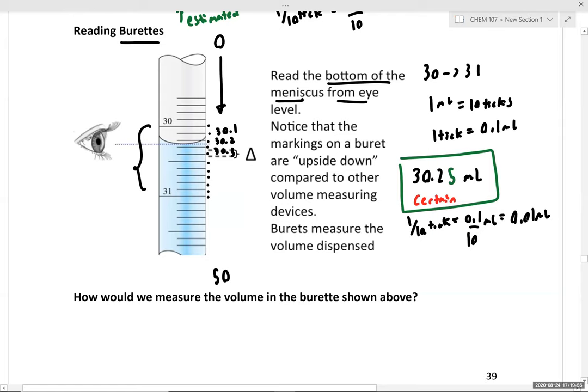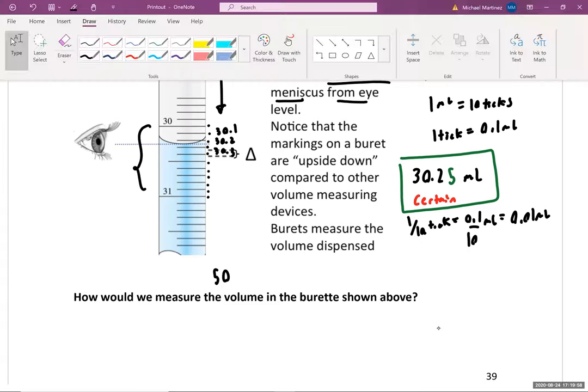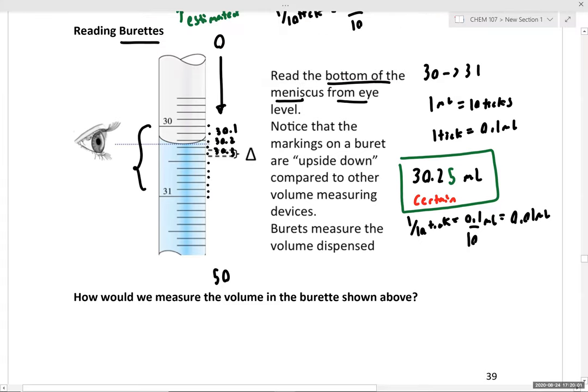Does that make sense to everyone? Any questions on this example? I have a question: when we read from a burette, we read how much is dispensed, not how much is already in there, right? Yeah. So this 30.25 is telling us that 30.25 milliliters of liquid has been dispensed from the burette. And that's why we see this blank space before 30.25. This is just air that is taking the place of the liquid that we've allowed to escape the burette. Okay, thank you. Perfect. Any other questions I can address?